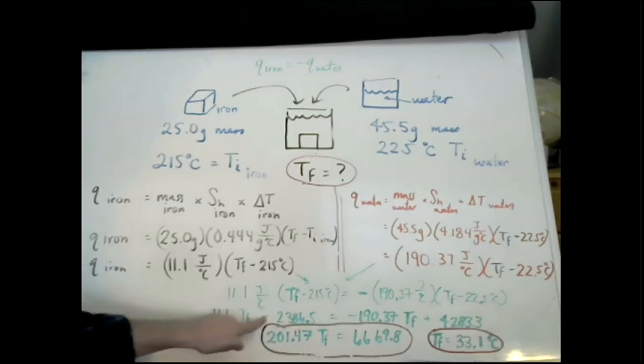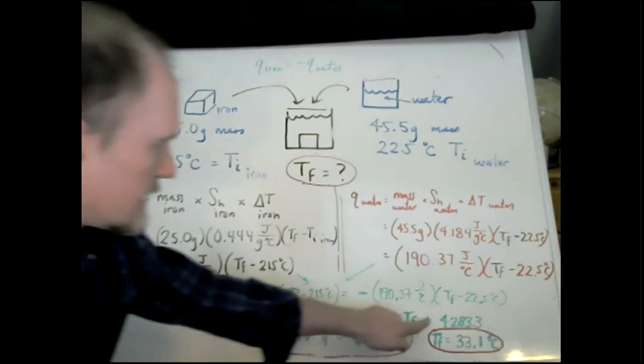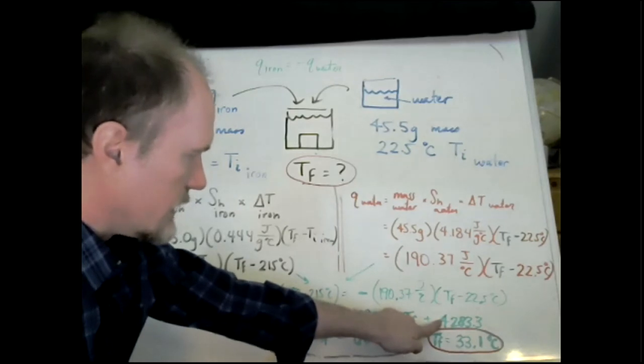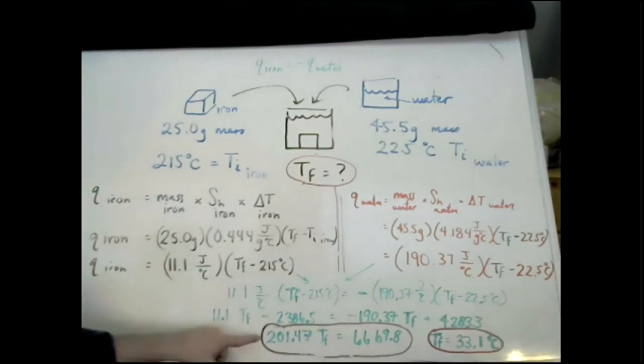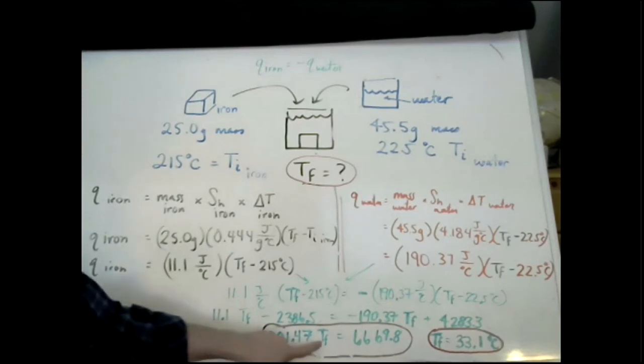When I do that to this side, it goes away from my left side. When I add it over here to this 4283.3, it now gives me 6669.8 on the right-hand side. So I've circled this equation here. We're not done yet, but I think you can see that now we have gotten to a very simplified form of an equation where you should be able to have no problem solving for the unknown, T final.